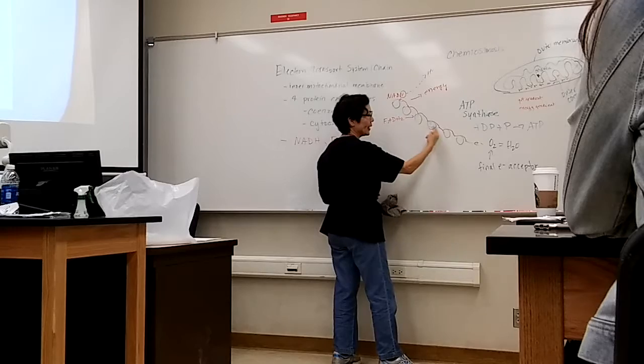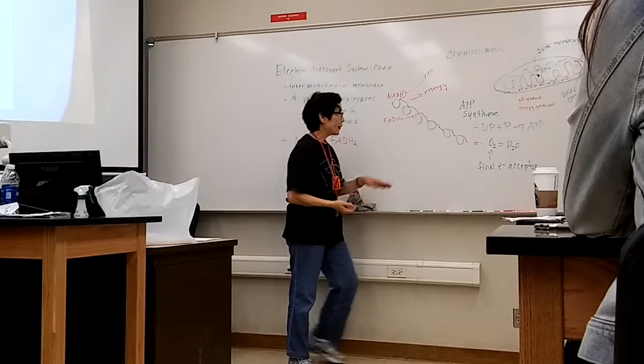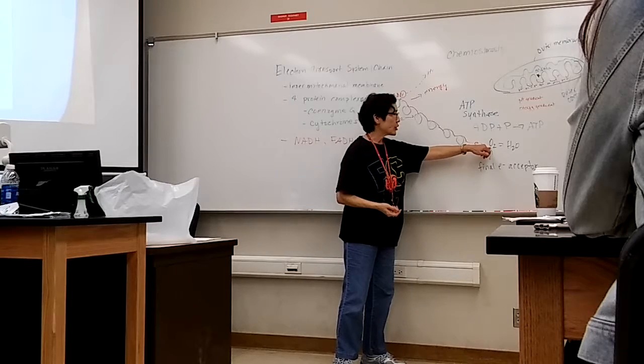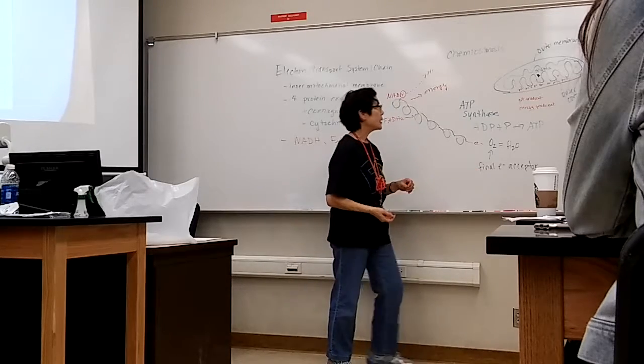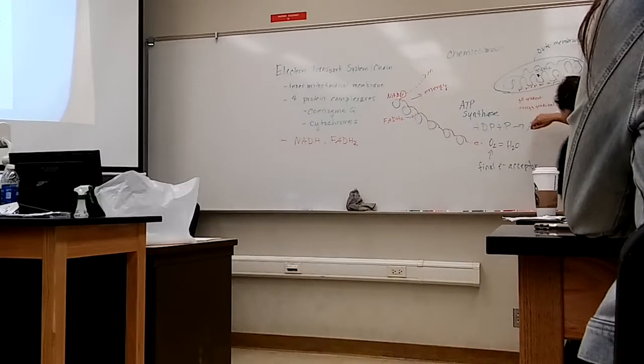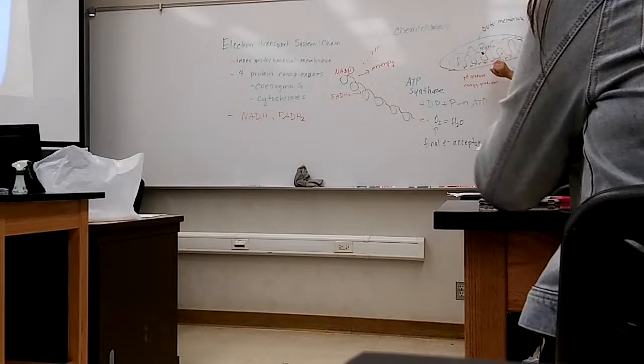Okay, so eventually at the end of the ETS, we have electrons which are low in energy, and they're picked up along with oxygen and hydrogen to form water. So oxygen serves as the final electron acceptor at the end of the ETC. You're pumping all the hydrogen ions out here. You form a pH and energy gradient. The hydrogen ions want to go back across.